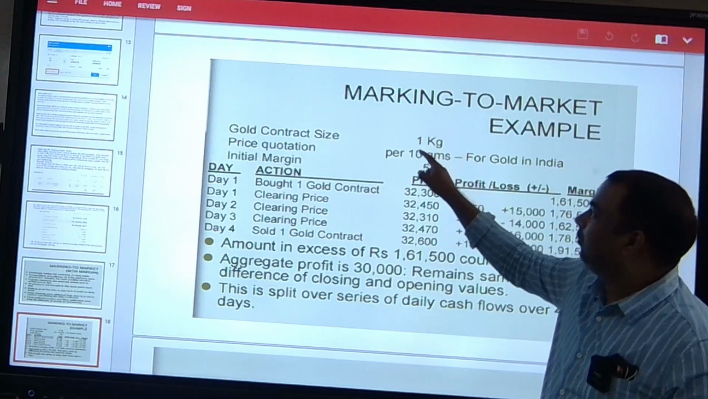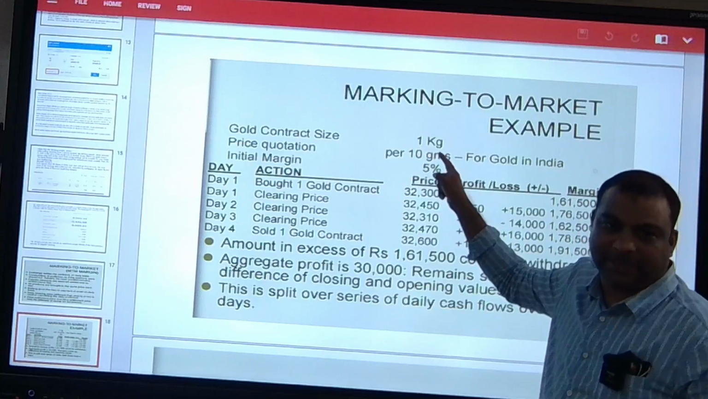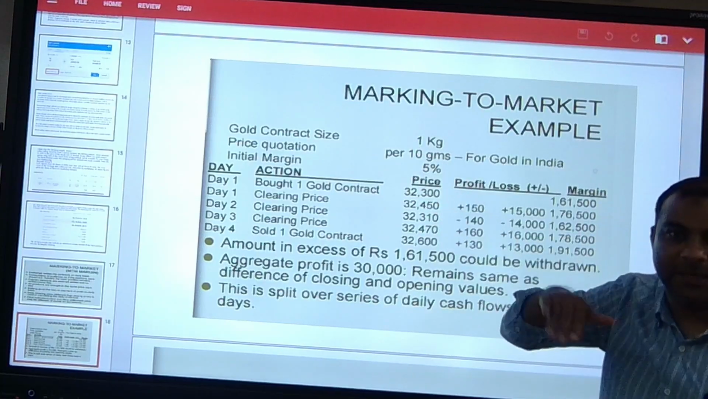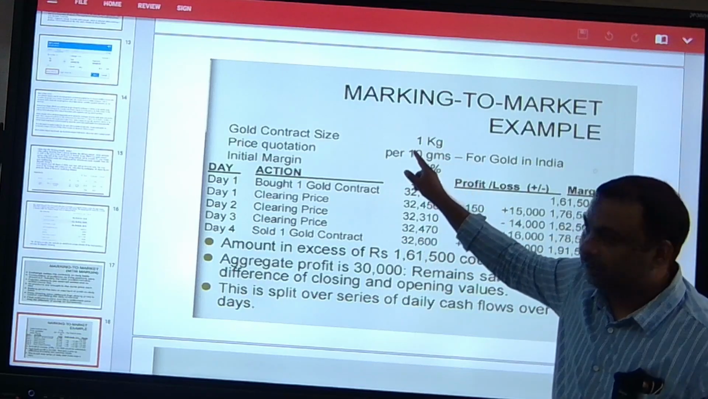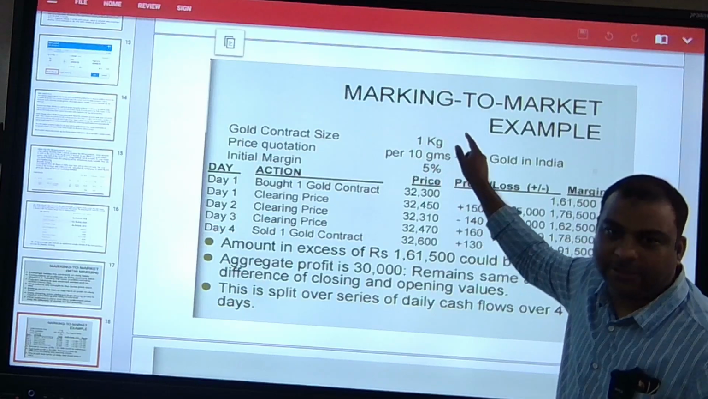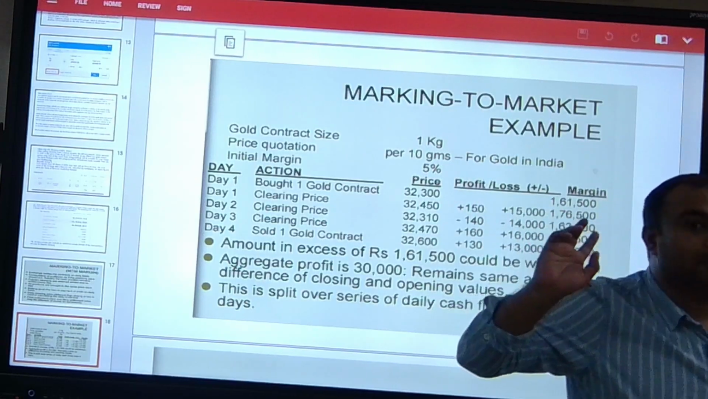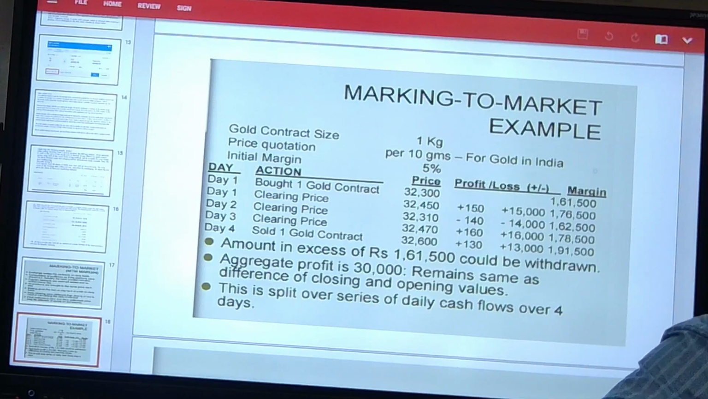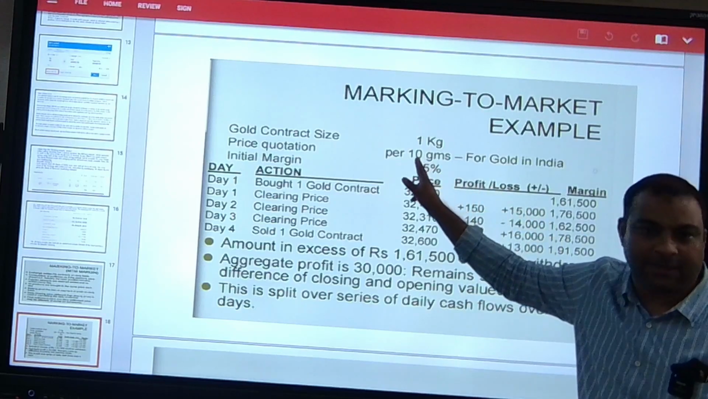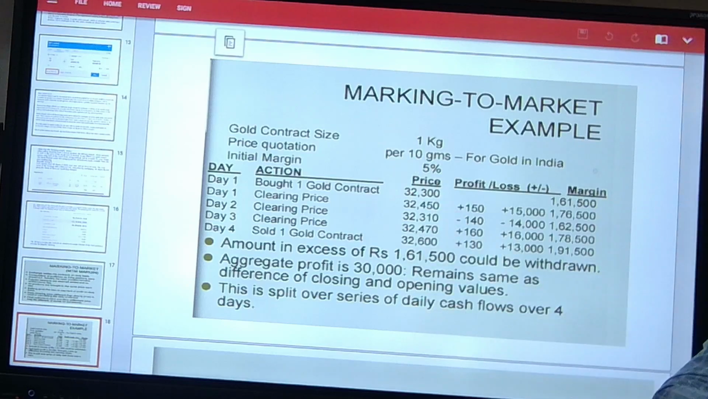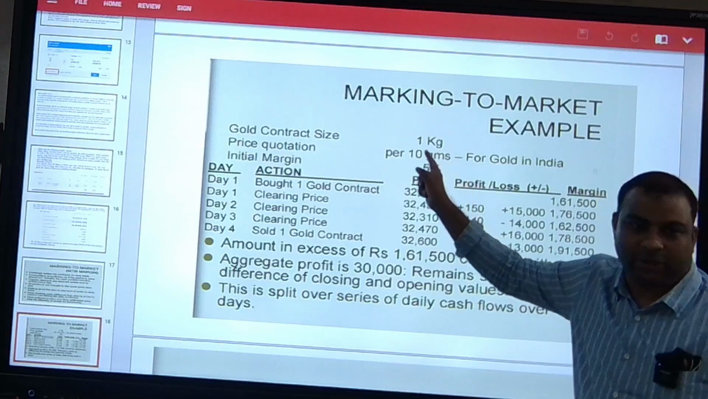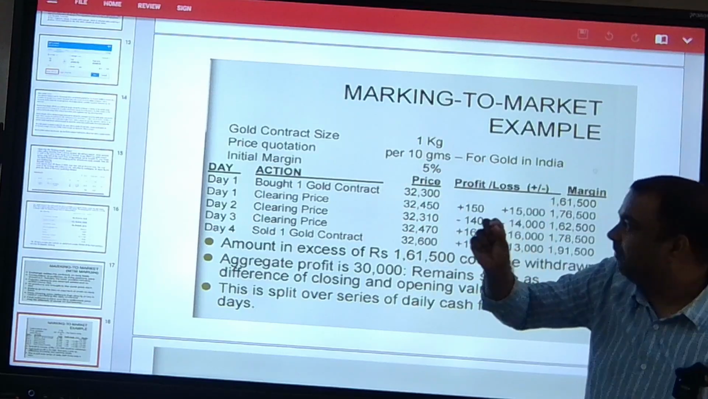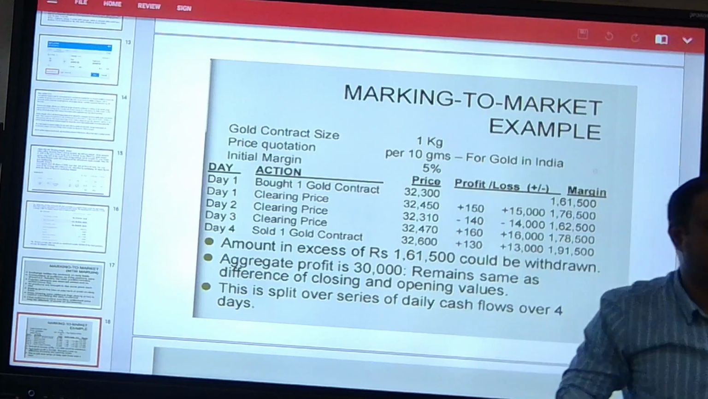So you have minimum contract size is 1 kg. Again, I have already given in last example already. 10 gram is minimum buying. That means you have 1 kg is equal to 1000 gram, and 1000 gram divided by 10 gram is equal to 100. Means you have to buy 100 price quotation, yeah, you can say minimum value of 10 grams.